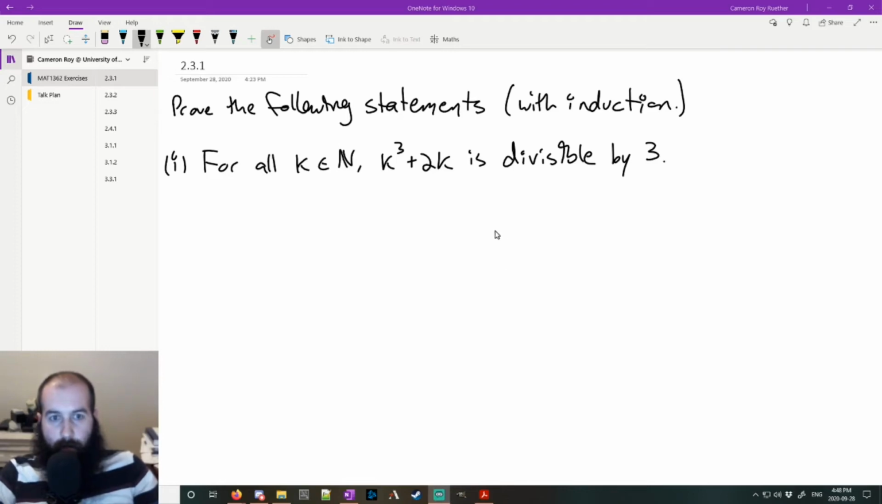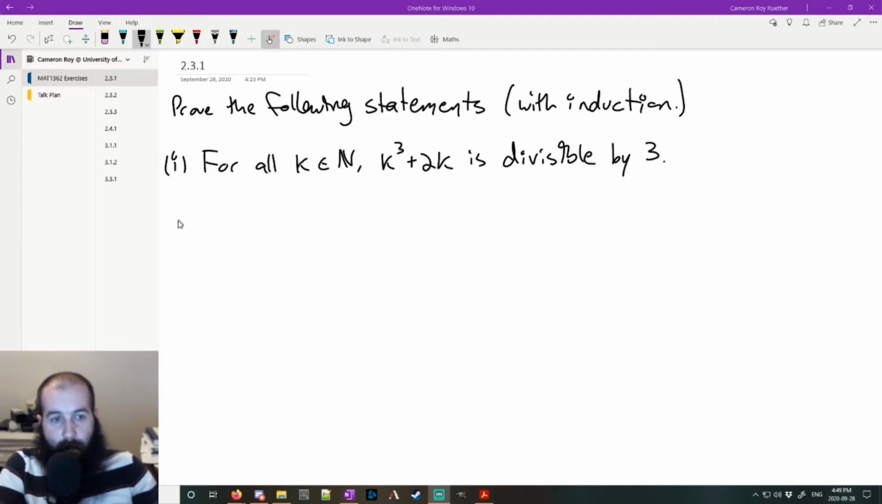Welcome to the exercises for DGD 3, which deal with some questions on induction and then some stuff on propositional logic. So starting with the induction question, 2.3.1, it's got a few statements which we're going to be proving. The first one is that for all natural numbers k, the natural number k cubed plus 2k is divisible by 3.